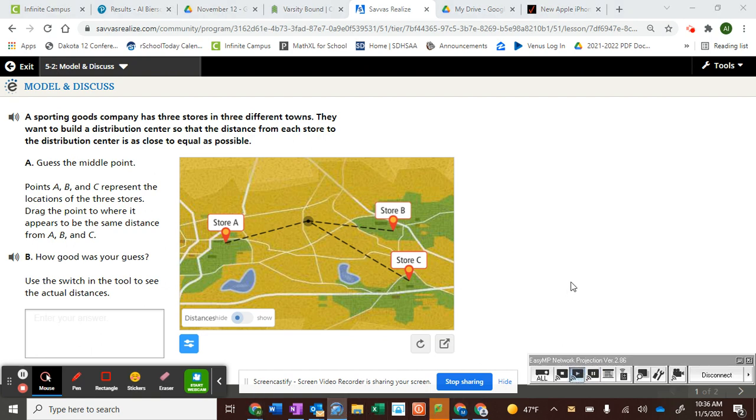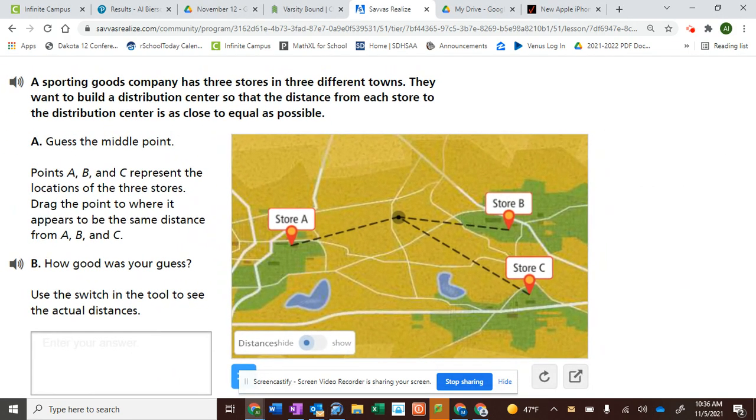We have a sporting goods store, and let me zoom this in a little bit. A sporting goods store has 3 stores in different towns. They want to have a distribution center equal distance from each of these stores. Right now, where my dot is, does that look like it's an equal distance? No, that does not look like an equal distance. But we're going to find how to make that an equal distance.